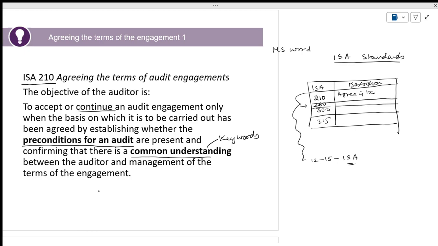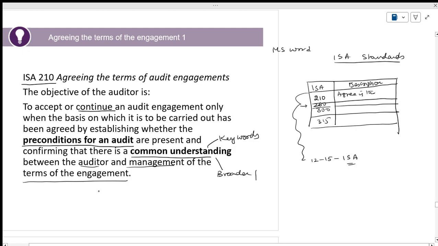Then they come between your auditor and the management on the terms of engagement. There should be a common understanding, a broader framework. We are not going into detail. What is the common understanding? It is the scope of work. Common understanding is also the fee structure.